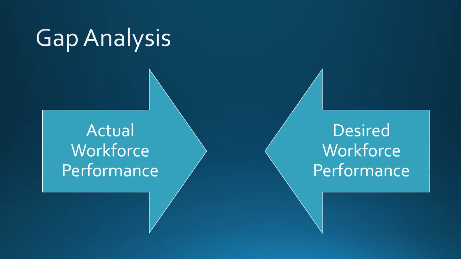As shown on this slide and in Figure 7.1 on page 155 in the text, the performance gap is the reasonable goal that exists between what is in your organization and what should be.